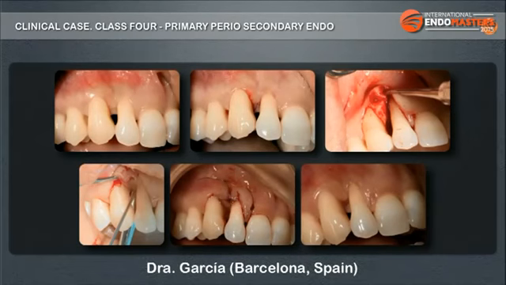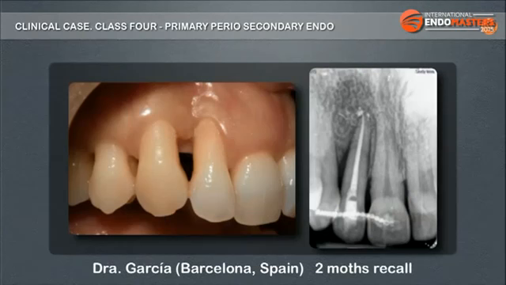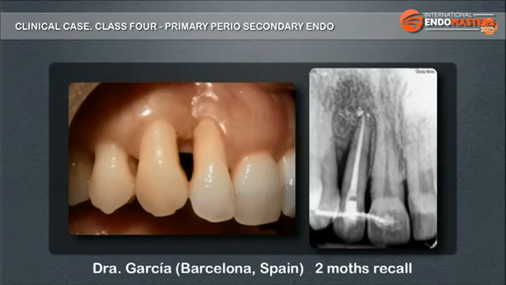After endodontic treatment and reevaluation of phase 1 periodontal therapy, a regenerative endodontic surgery was performed with endogame. And here is the clinical and radiological aspect 2 months after treatment. First, endo and then periodontal treatment is needed in this type of lesions.